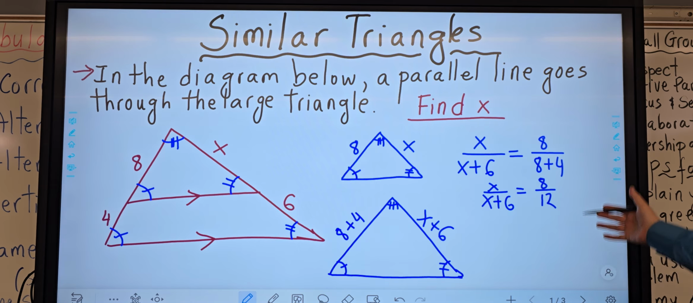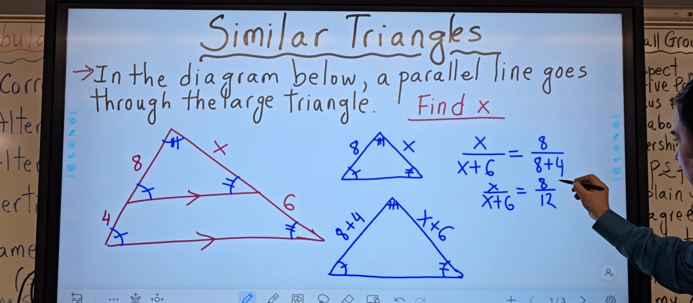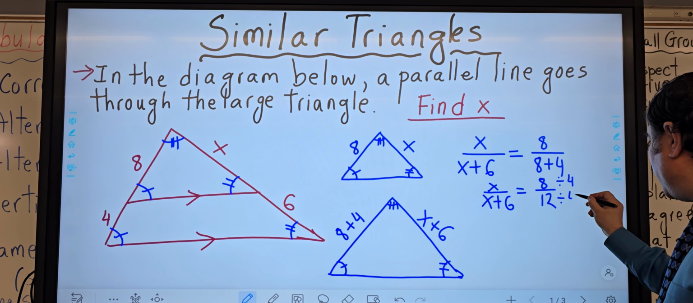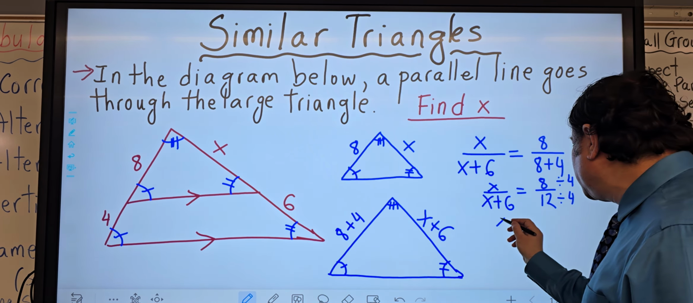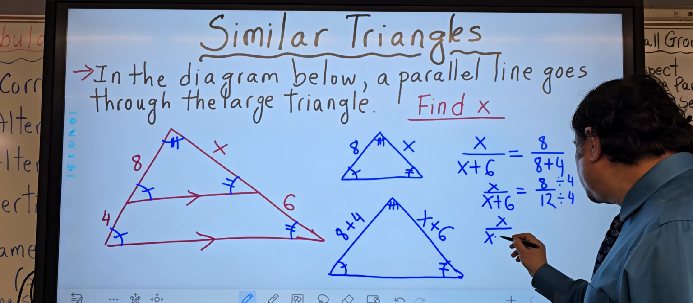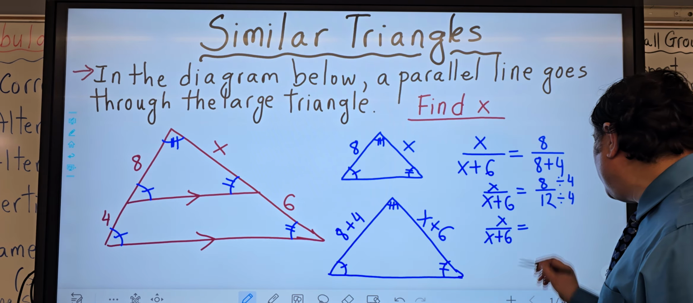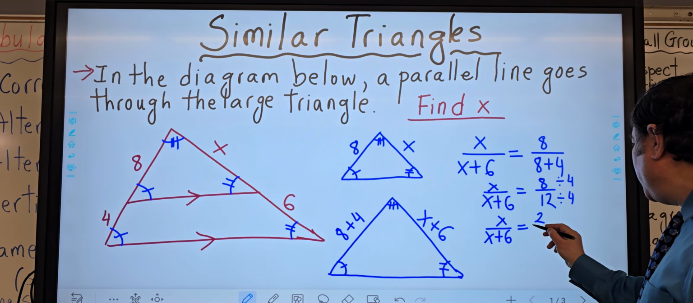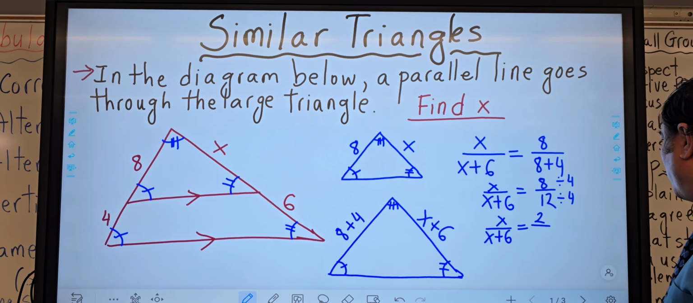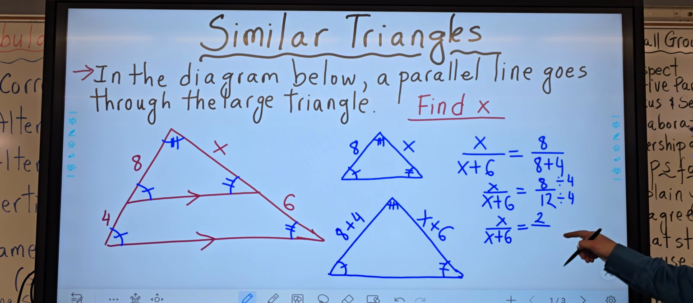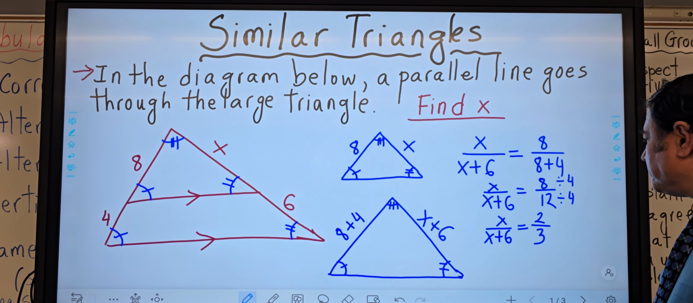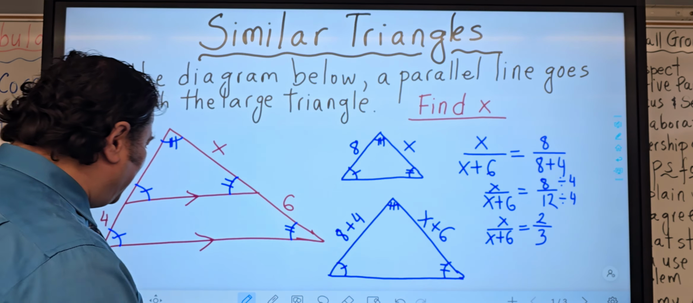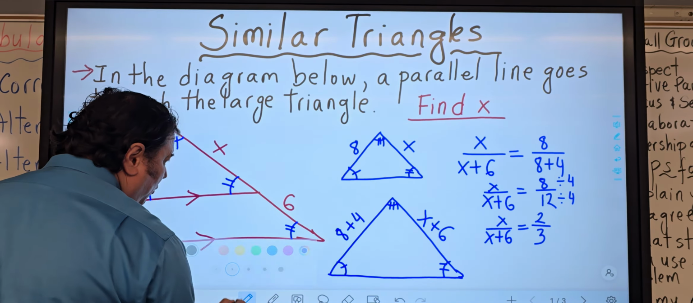And here we can simplify 8 and 12. We can divide top and bottom by 4. So now we have x over x plus 6 equals 8 divided by 4 is 2, because 2 times 4 is 8, and 12 divided by 4 is 3, because 3 times 4 is 12. And now we are going to use cross multiplication, and eventually we are going to solve for x.